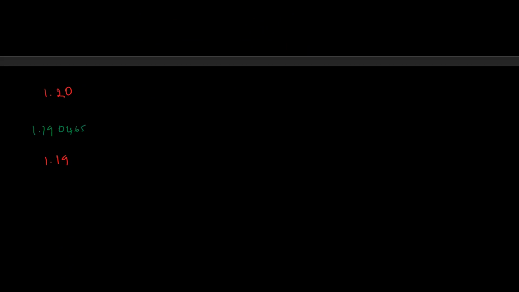Now we're going to have a probability for this value, but we're not going to have a probability for that value. So essentially this would be ND1, but then we're going to have N1.2, and here we're going to have N1.19.